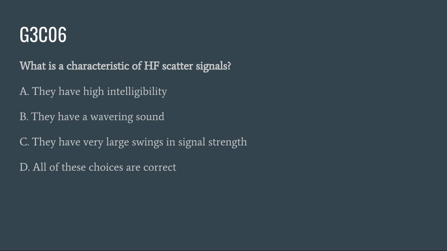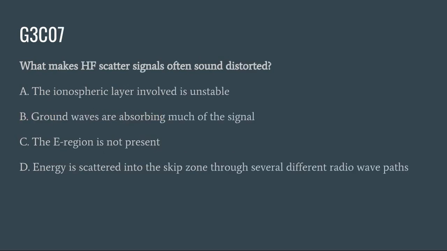G3C06, what is a characteristic of HF scatter signals? A, they have high intelligibility. B, they have a wavering sound. C, they have large swings in signal strength. Or D, all of these choices are correct. Correct answer is B, they have a wavering sound.